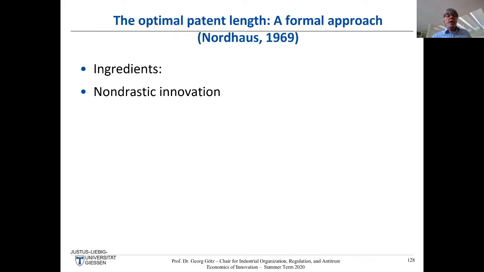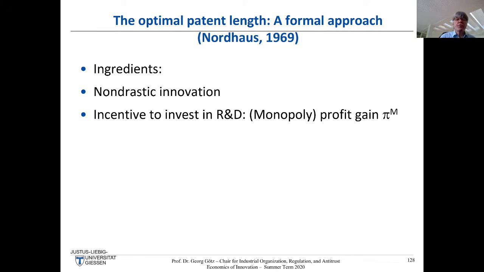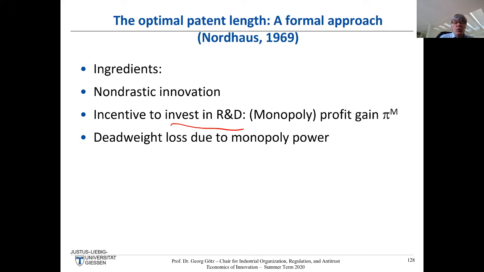Now, I want to present to you the framework of Nordhaus, and as you will see, it perfectly fits the analysis we previously did with the Arrow model. We have a very similar setup. We assume a non-drastic innovation. We look into the gain from innovation, the incentive to invest in R&D. And again, it's just the monopoly profit gain. And of course, we have to look into the other side. That is the deadweight loss due to monopoly power. This is basically our trade-off.